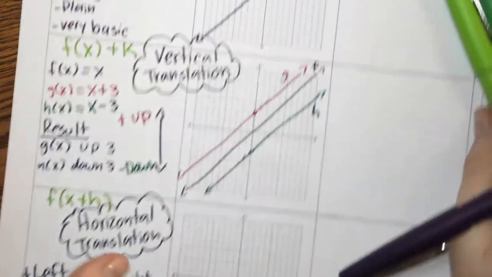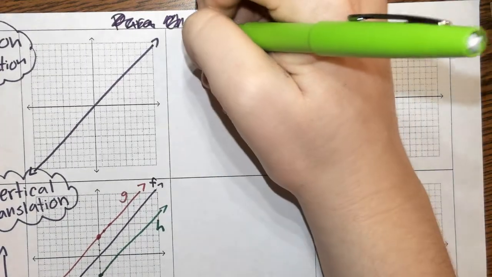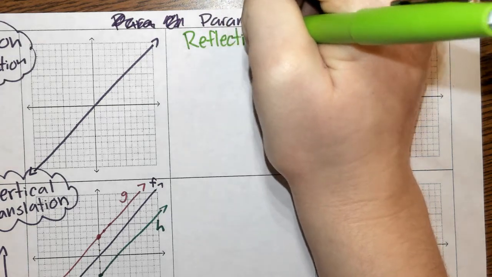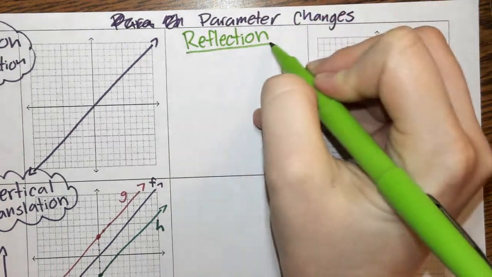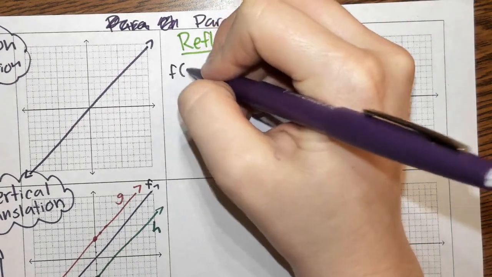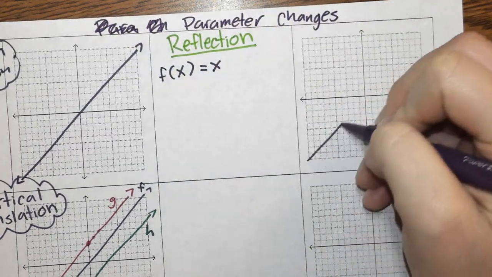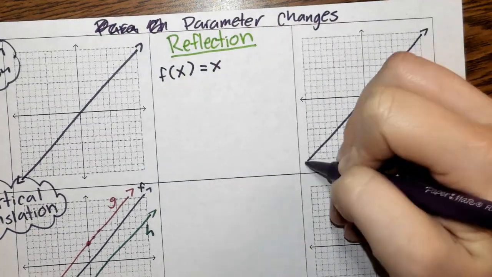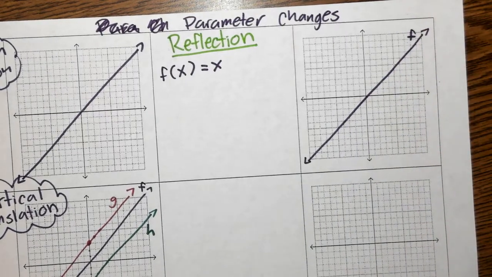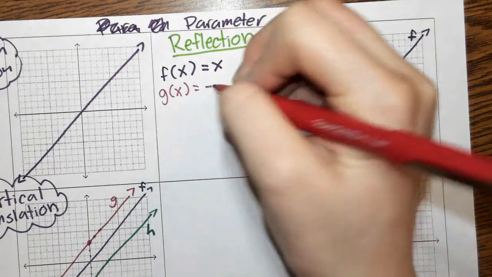All right. Moving on over, this next one is a reflection. That would be the parameter change. It is not hard, I promise. Okay, our parent function is f of x is equal to x. I'm going to go ahead and graph that. Actually, we're not even doing that. All we're talking about is a reflection. Okay, our new line would be g of x is equal to negative x.